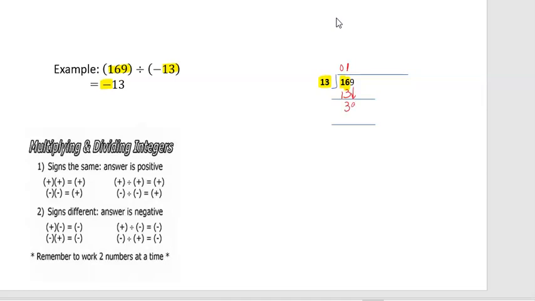And then we bring down that 9. So 13 goes into 39 3 times. And 13 times 3 is exactly 39. And 39 minus 39 is 0. So we put the answer 13 back here together with the minus sign. So that's the answer.